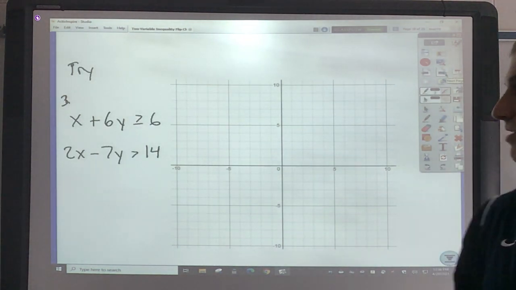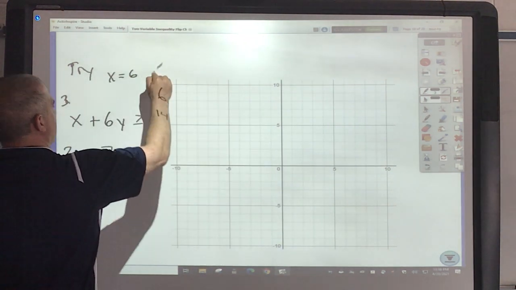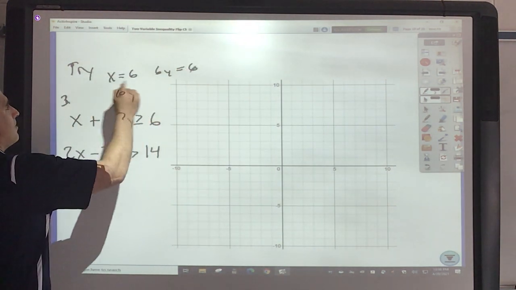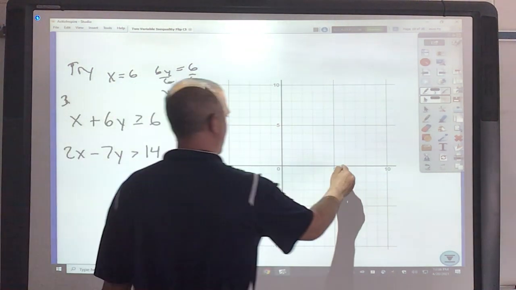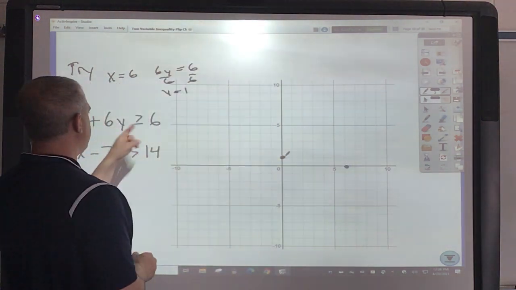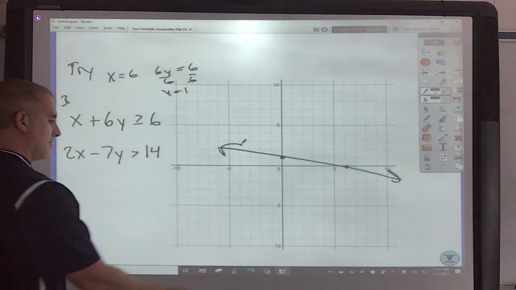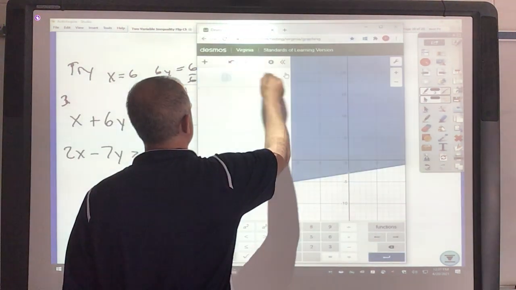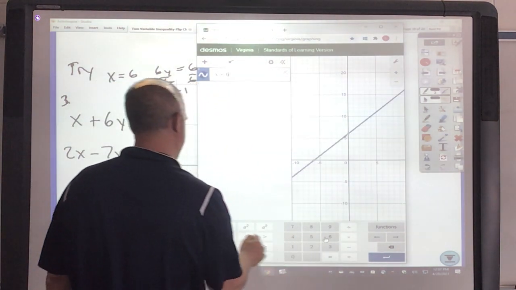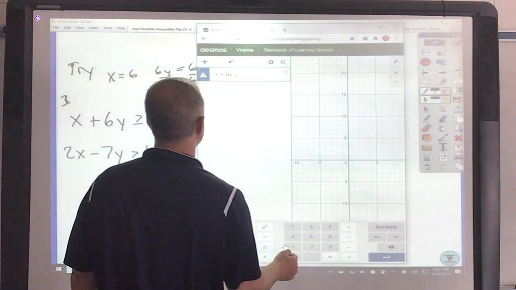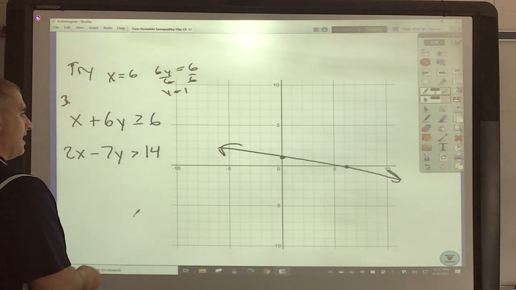Let's go on to this problem. So these are the intercept ones. x equaling 6, 6y equaling 6. So I got x is 6, y is 1. This is a solid line. If you would want to confirm that first one, you can. x plus 6y greater or equal to 6. That's what I got there.